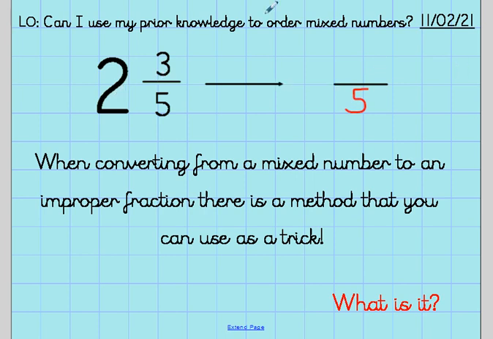And now to work out what the numerator is going to be, we have to use our little rhyme. Whole number multiplied by denominator, so 2 times 5 equals 10, and then add the numerator. 13, okay? Whole number times denominator, add the numerator. So we need to make that clear.